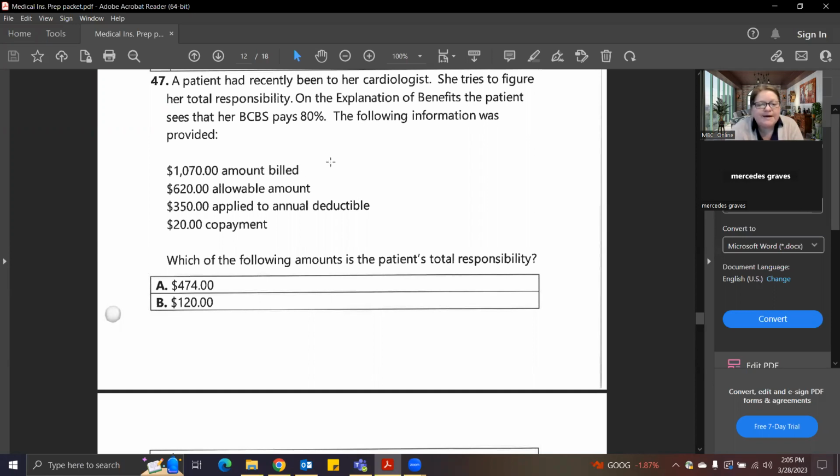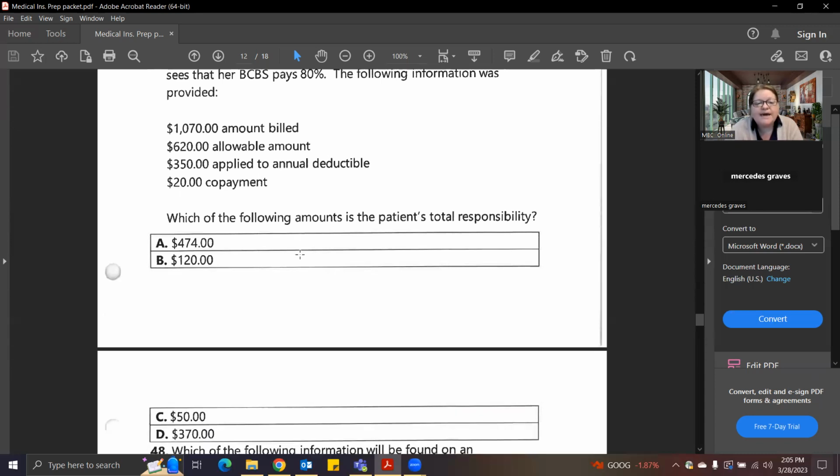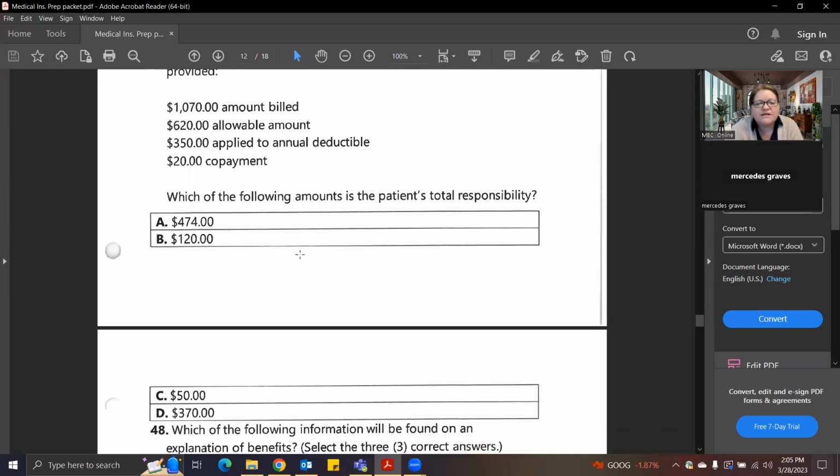$1,070 was the amount billed by the provider. $620 is the allowable amount, and the insurance lets them know what the allowable amount is. $350 is going to be applied to the annual deductible, and $20 is the copayment amount. Which of the following amounts is the patient's total responsibility? How much is that patient going to need to pay for this visit according to the information given?